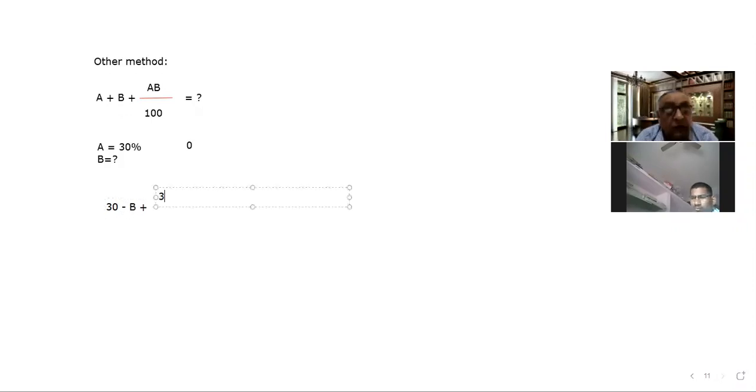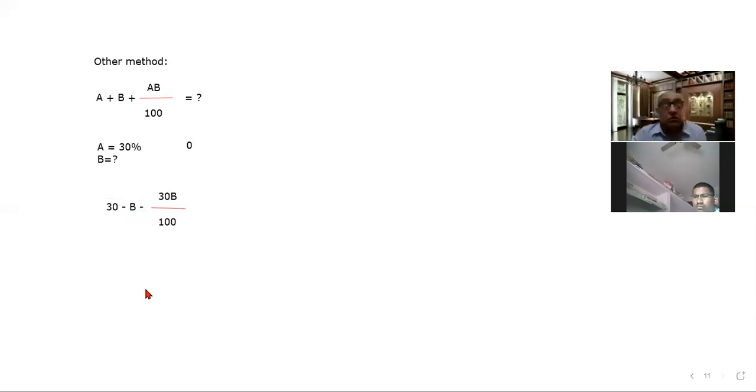30B upon 100 will be there, because B is negative here. So that is why this sign will also turn into negative. I will change this sign now. So this will become equal to this. Let me change this sign because B is negative, so this will also become negative.